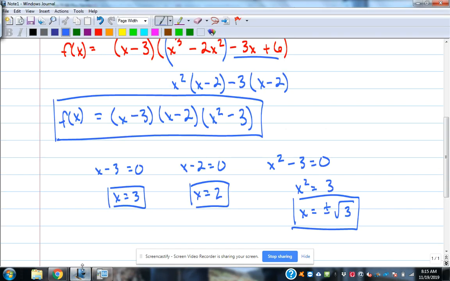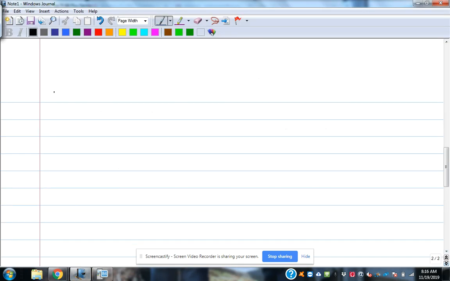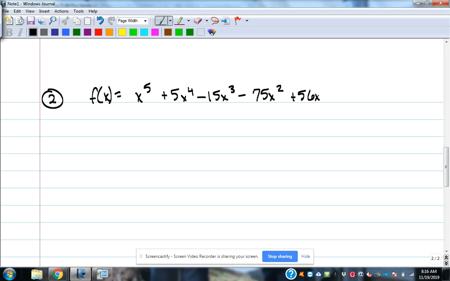Let's do another one. Here's our polynomial. Let's say we had x to the 5th plus 5x to the 4th minus 15x to the 3rd minus 75x squared plus 56x plus 280. All right, so big one. We don't have skills to do 5th degree, right? We can't do grouping, all that. The X method doesn't work on that kind of thing. So we need to know a little bit of information.